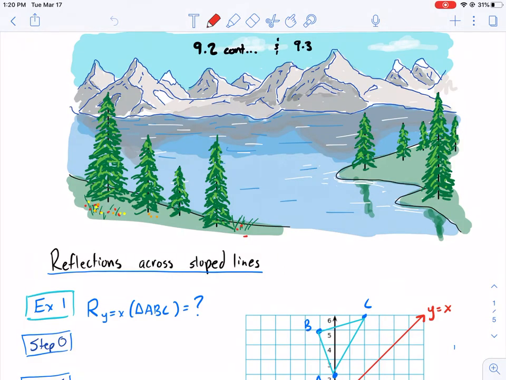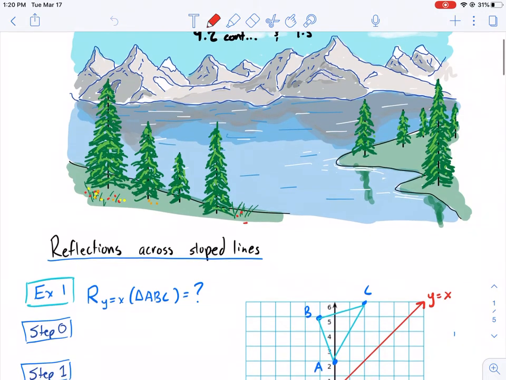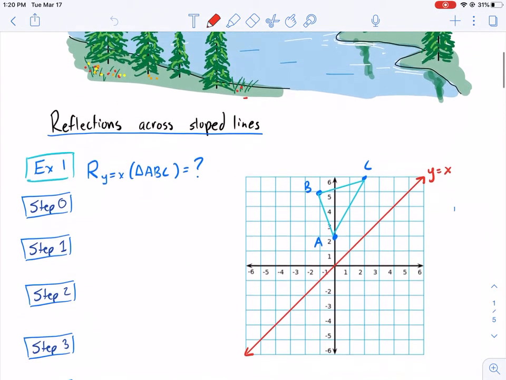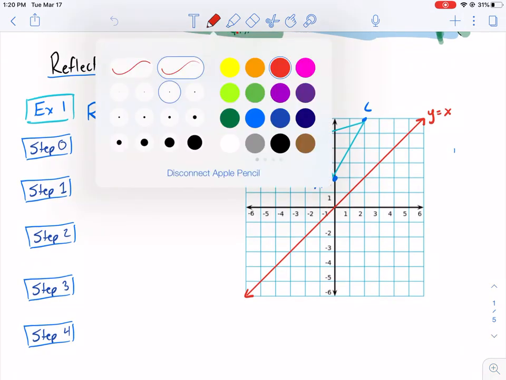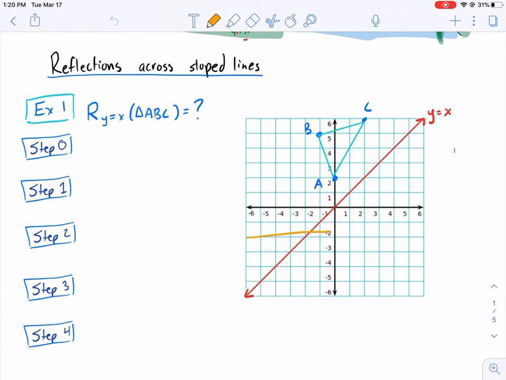Hello everyone, we're going to pick up where we left off with 9.2, which is reflections, and we're going to go over some more advanced reflections today. So we talked about reflecting over the y-axis, the x-axis, and any horizontal and vertical line, which is pretty simple.